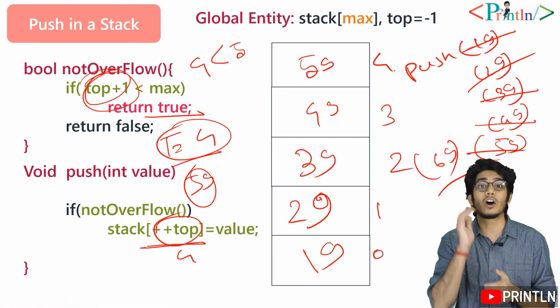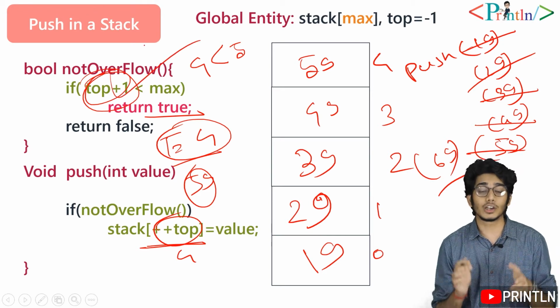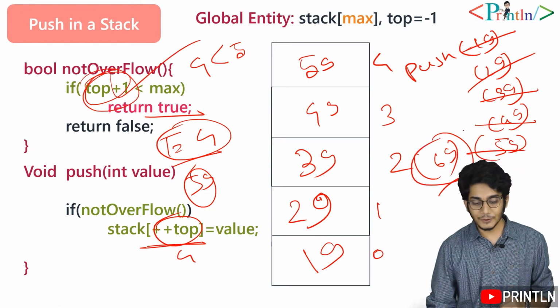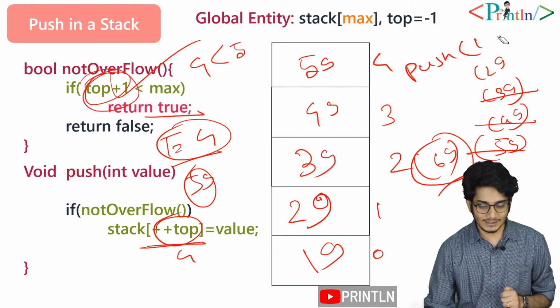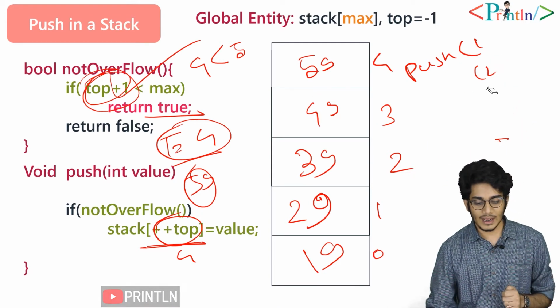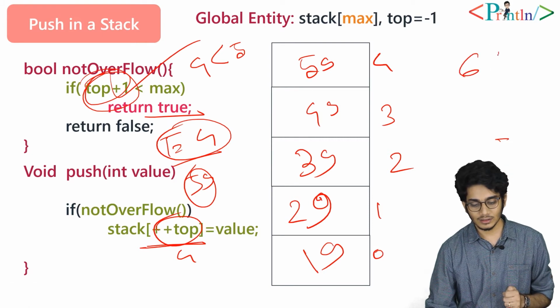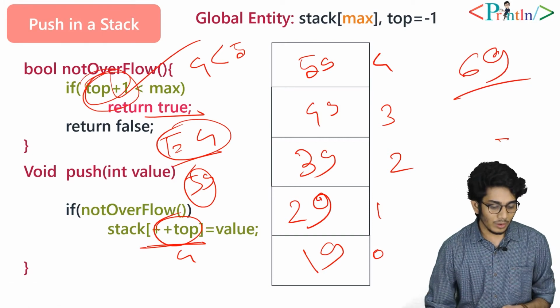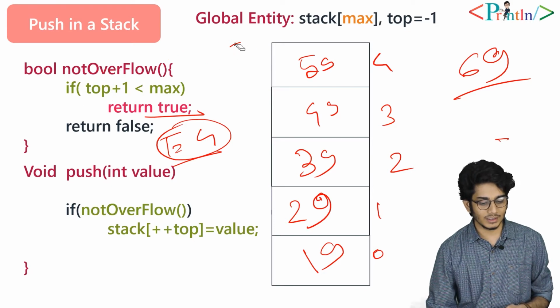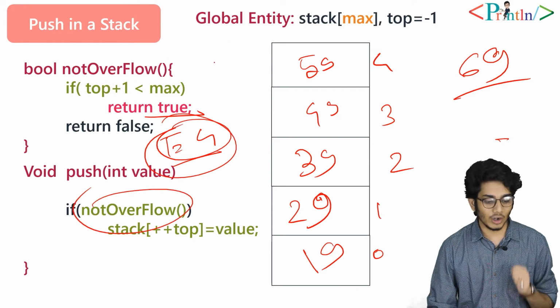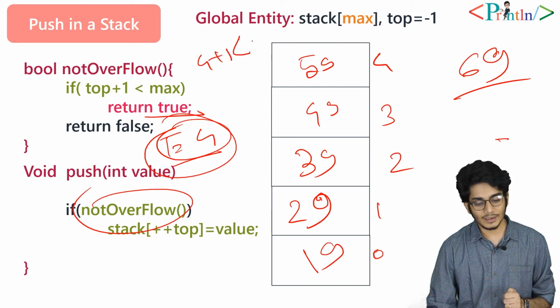Now we'll go for the overflow condition. So now we'll break the not overflow condition. Let's say that we are trying to insert 69. Let me remove all these things. And we are trying to insert 69. Now what is the value of the top? The value of the top is 4. Now if we check the not overflow condition, 4 plus 1 less than 5.